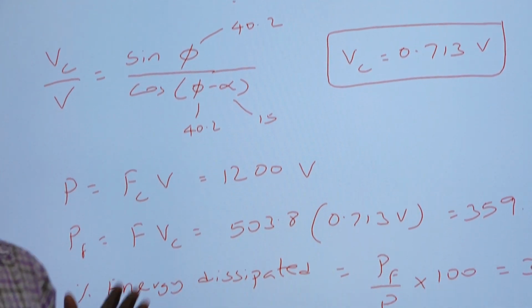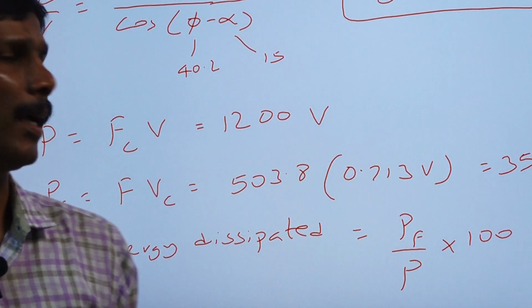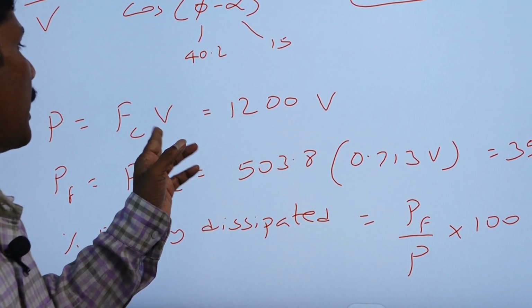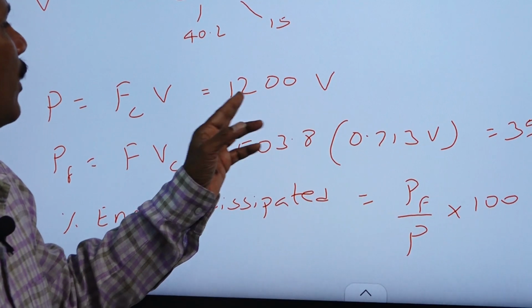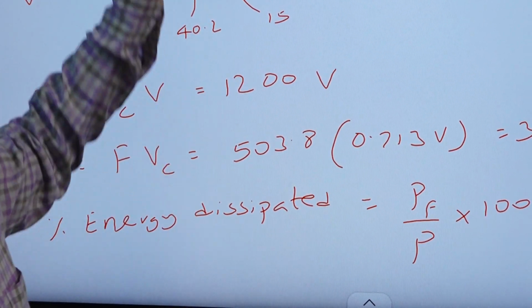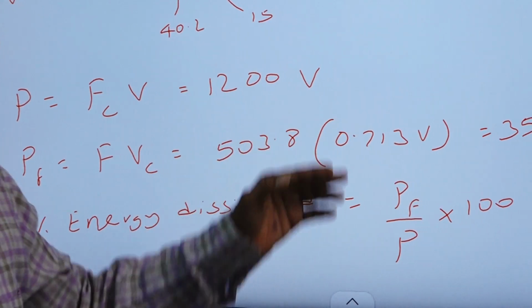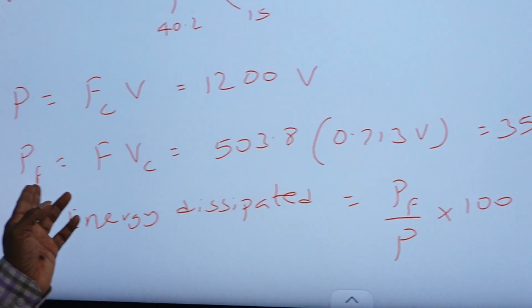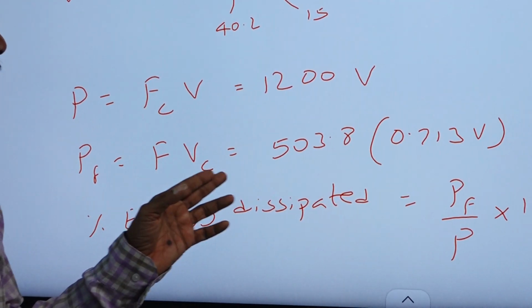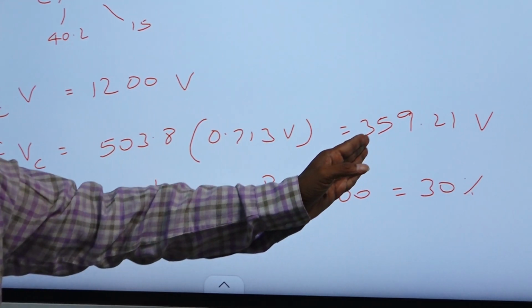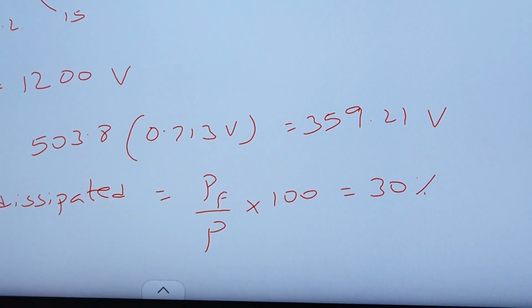So the total power supplied is cutting force into velocity. This V is the cutting velocity, and V is not given. Fc we already found out, which is given in the problem as 1200. So the total power is 1200 V. And the frictional force power is F into Vc. 503.8 into Vc, in terms of V we are substituting. We are getting 359.21 V.